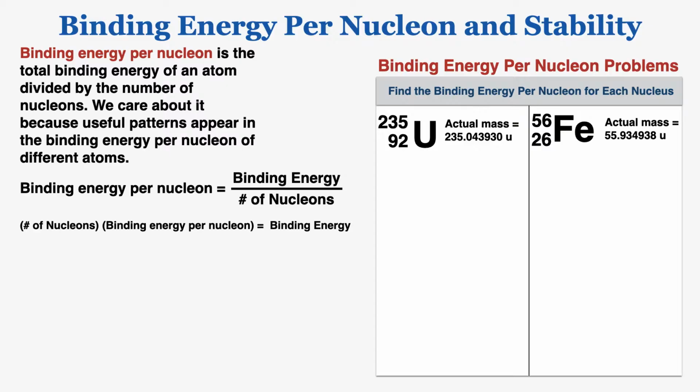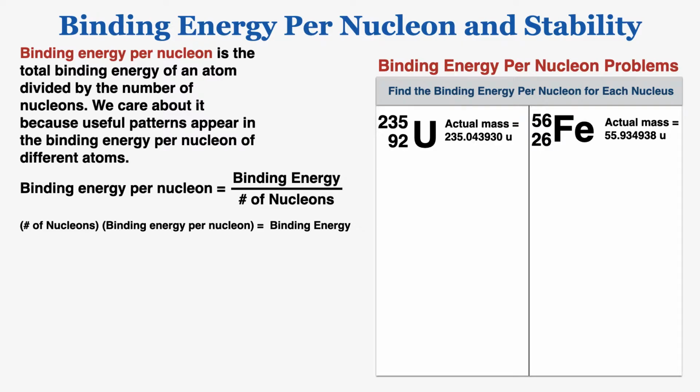The equation is very simple. To find the binding energy per nucleon, you just divide the binding energy by the number of nucleons. And if you rearrange that equation, you can see that the number of nucleons times the binding energy per nucleon is equal to the total binding energy of the atom. I explained how to find the binding energy in a previous lecture that I've linked in the description.